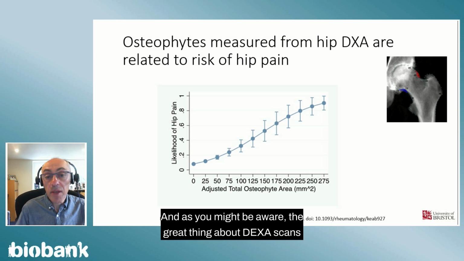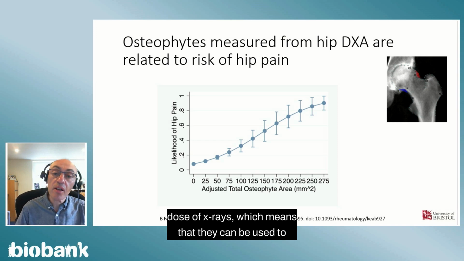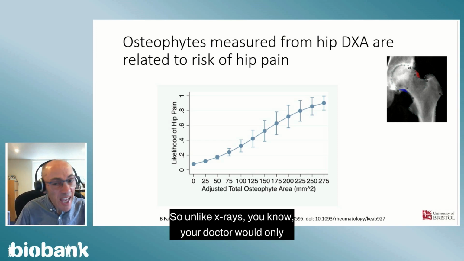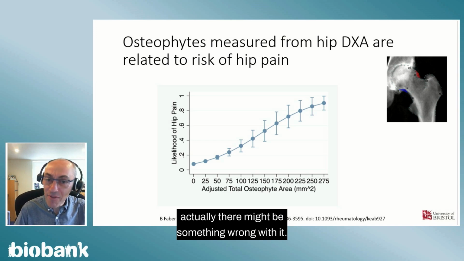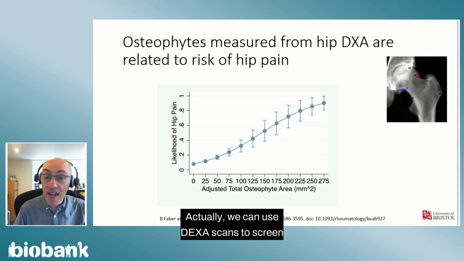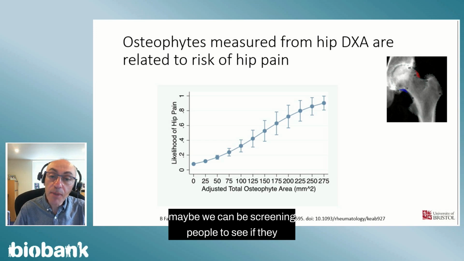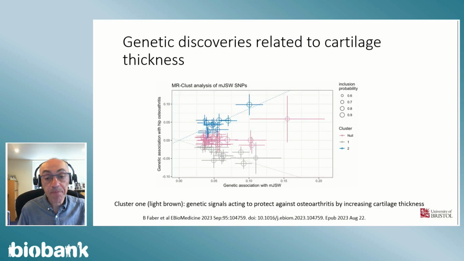As you might be aware, the great thing about DEXA scans is that, although they're X-ray based, they use a very tiny dose of X-rays, which means they can be used to screen very low risk populations. Unlike X-rays, where your doctor would only arrange for you to have one if they thought there might be something wrong, we can use DEXA scans to screen lots of people. As well as screening people for osteoporosis, maybe we can screen people to see if they have osteophytes and risk of osteoarthritis.